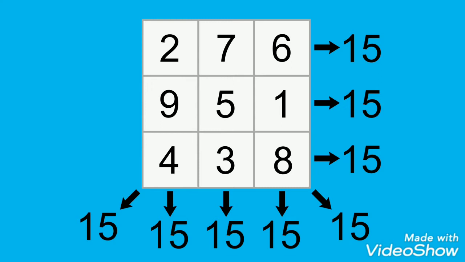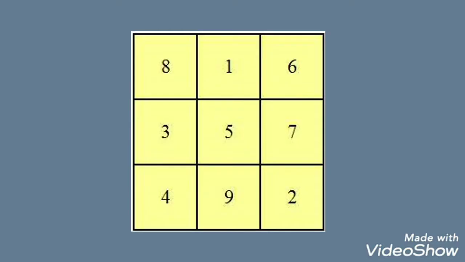Thus, we saw that this is a magic square with the sum 15. Now, see this square. What are the numbers in the first row? Yes, 8, 1 and 6. What is the sum? Yeah, 8 plus 1 is 9, 9 plus 6 is 15. Then the second row, 3 plus 5 is 8, 8 plus 7 is 15. Then the third row, 9 plus 4 is 13, 13 plus 2 is 15.